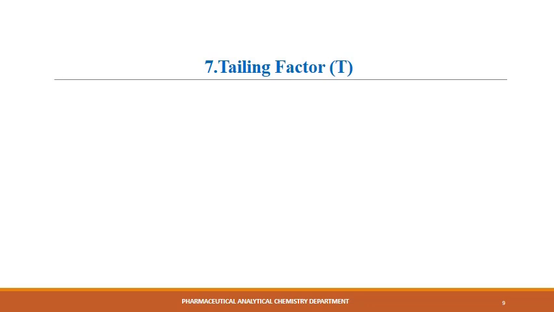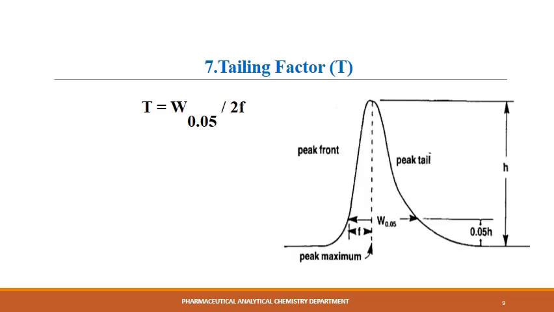Okay, the next parameter is the tailing factor, or T. Tailing factor is calculated by dividing the width at 5% of the height over 2f. So, for a certain peak, the first part of the peak is the peak front, and the next part is the peak tail.